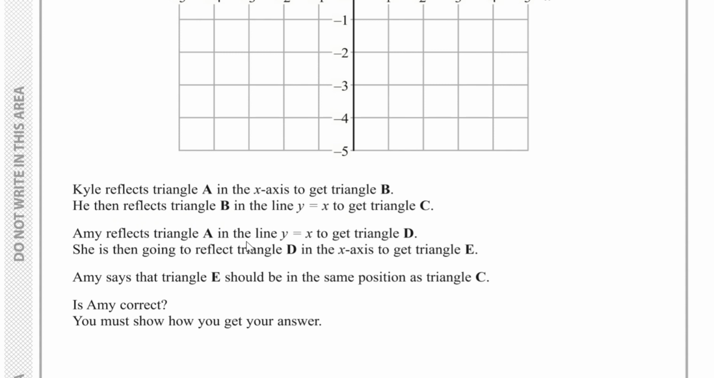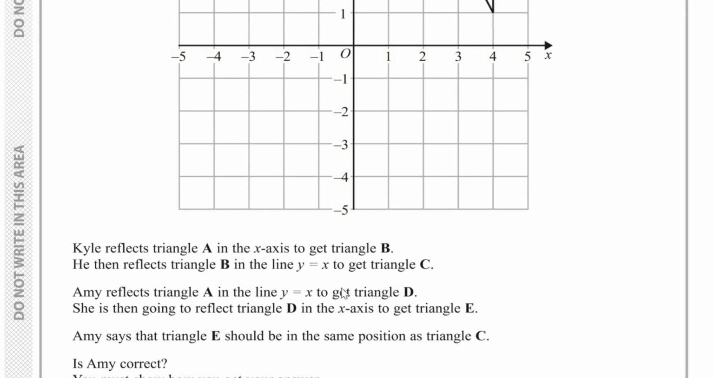Amy reflects triangle A in the line y equals x to get triangle D. She's then going to reflect triangle D in the x-axis to get triangle E. Amy says that triangle E should be in the same position as triangle C. Is Amy correct? You must show how you get your answer.